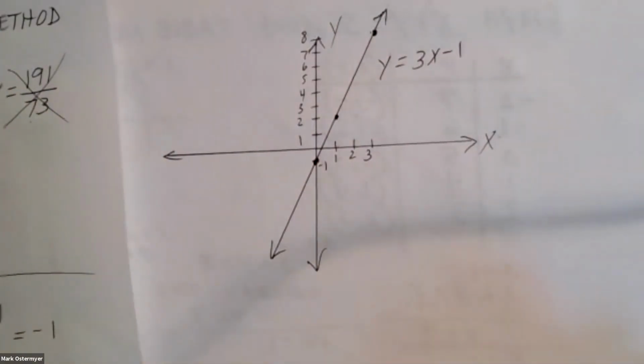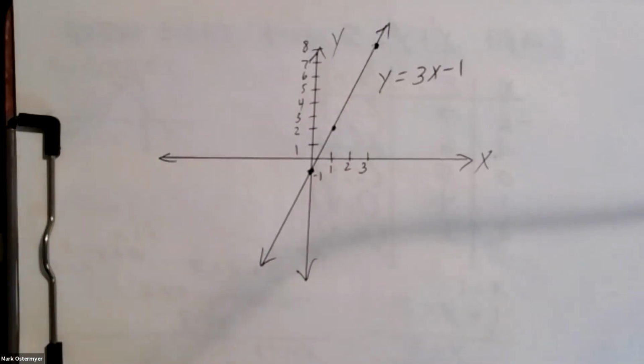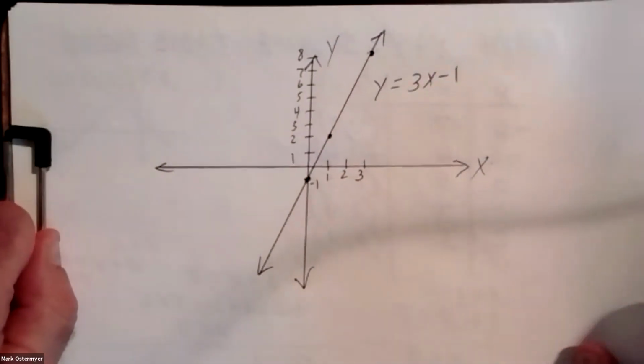Did we all get that correct? Yes. Okay, that's the graph. We see how we're graphing linear equations by using the table method here.